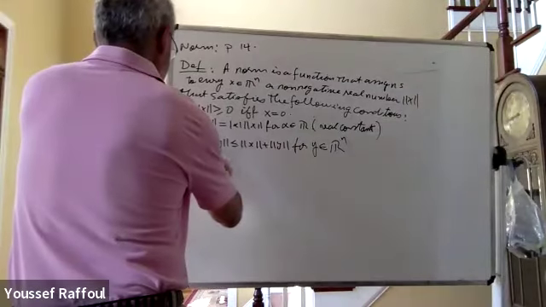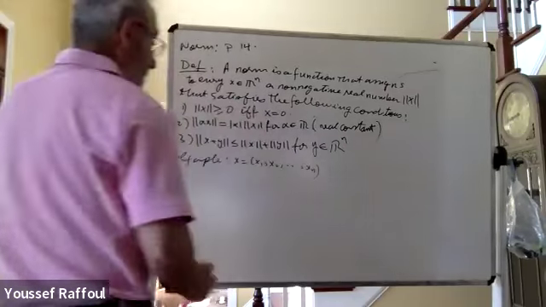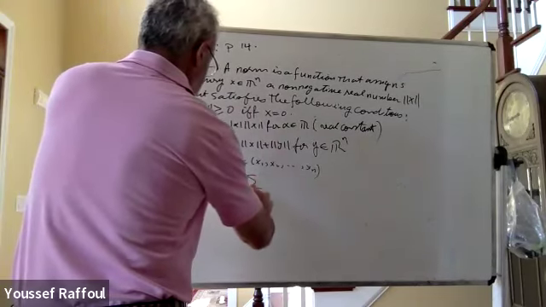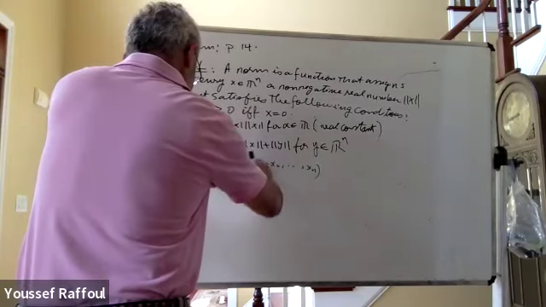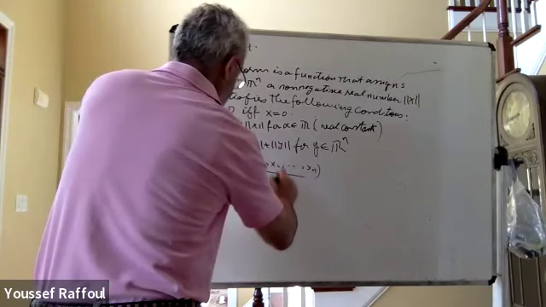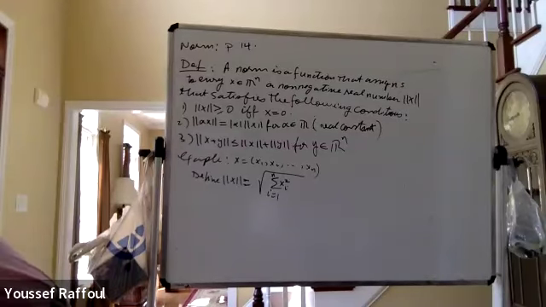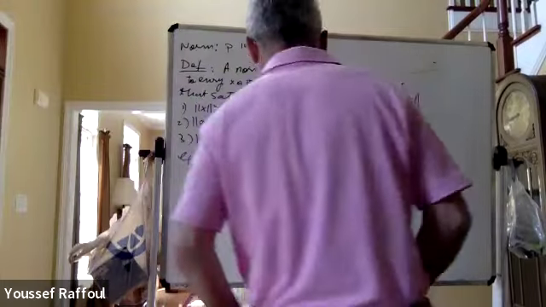As an example, let x equal to x1, x2 to xn, and let's define the norm of x to be the square root of the sum, i equal 1 to n, of xi squared. Okay? So this is a norm.